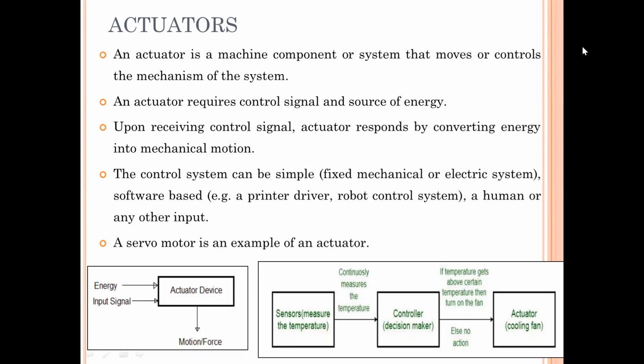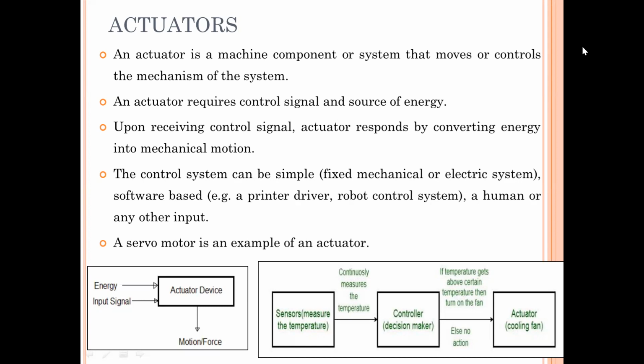Hi, in this video lecture we will discuss actuators and their types. An actuator is a device or a system which gets an input signal and some source of energy, and this is converted into a motion or force. The sensor will receive the input, and the actuator is the device which will make the motion or produce some output. By receiving the control signal, the actuator responds by converting the energy into a motion or a mechanical force.